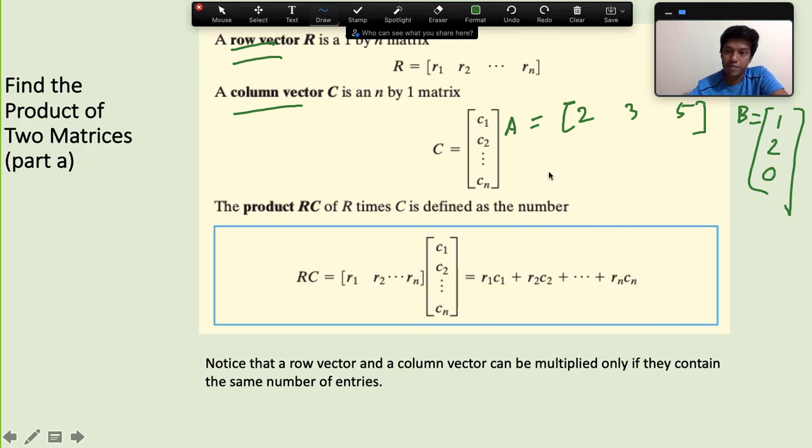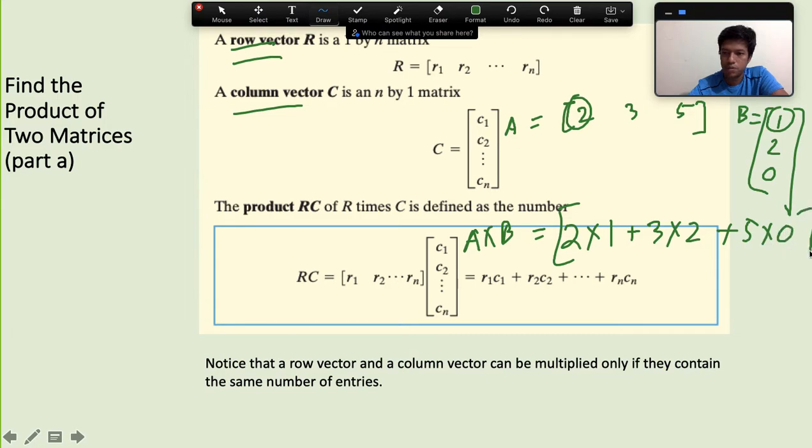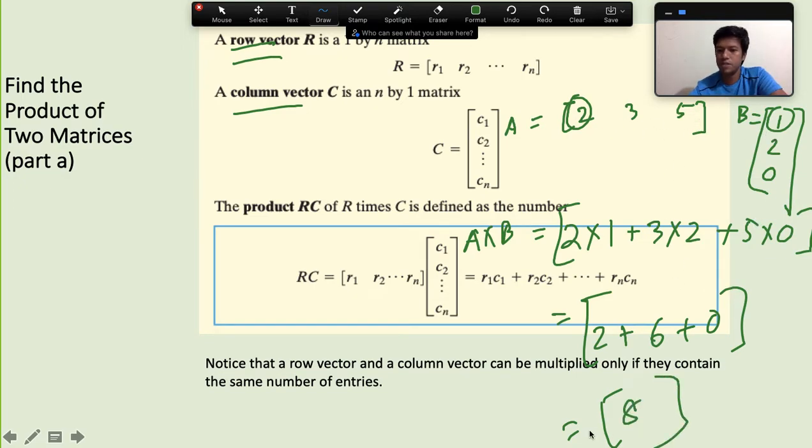Now, if we want to multiply, how does it work? Now we are entering into multiplication. If I want to do A into B, you will have to multiply this and this. So basically, it will be 2 into 1, plus 3 into 2, plus 5 into 0. Ultimately, 2 into 1 means 2, plus 6, plus 0. So ultimately we get just 8. So if I multiply this and this, we just get 8 here.